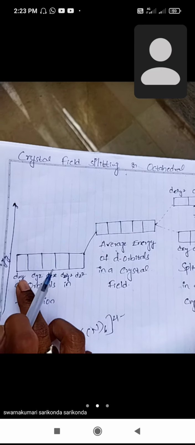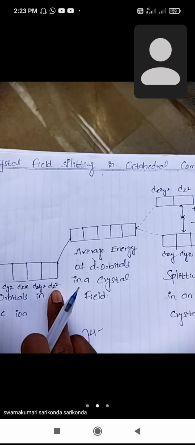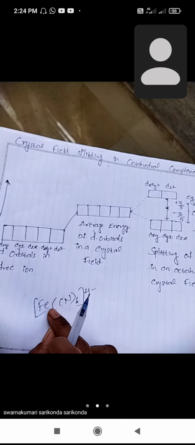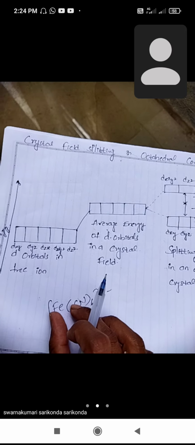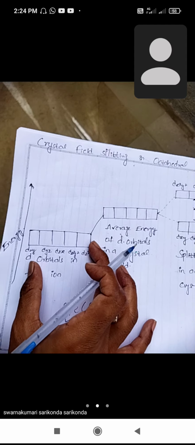Here in this d orbital, 5 orbitals are there. Their names are dxy, dyz, dzx, dx square minus y square and dz square. For example, the coordination compound is Fe(CN)6 4 minus. Here 6 CNs are the ligands and Fe is the central metal atom. When the ligands approach the central metal atom, the d orbitals are degenerate to each other.